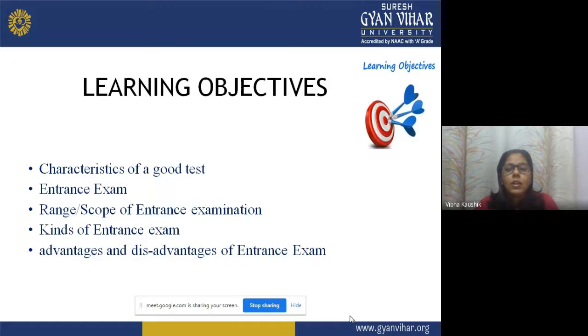Now, these are the learning objectives of today's topic. Characteristics of a good test: first, you will be able to explain the characteristics of a good test. Entrance exam: you will be able to explain the concept of an entrance exam. Range and scope of entrance exam: what is the scope and range of the entrance exam? Kinds of entrance exam: different kinds of entrance exams that are conducted in a country. Advantages and disadvantages of an entrance exam.